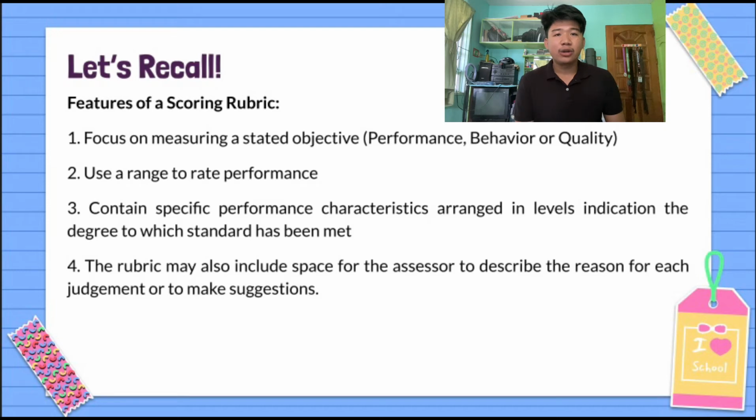Fourth, the rubric may also include space for the assessor to describe the reason for each judgment or to make suggestions. More broadly, a rubric is an evaluation tool that has three distinguishing features: evaluative criteria, quality definition, and a scoring strategy. Evaluative criteria represent the dimension on which a student activity or artifact is evaluated.